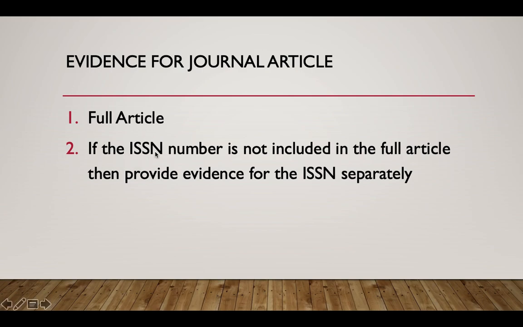But if your ISSN number is not included in the article, then you need to provide a separate evidence showing the ISSN number. Where can you get it? You can go to the journal website, you just search for the ISSN number, you screenshot, and you upload the screenshot that you have taken. Yeah, so remember, you have to do both. Because when I'm checking, I'm going to check for this evidence.